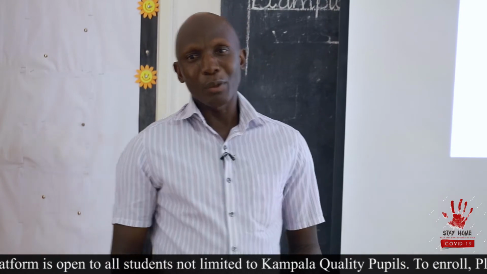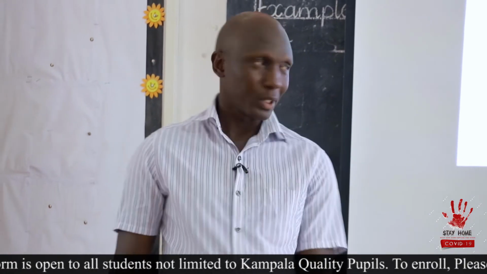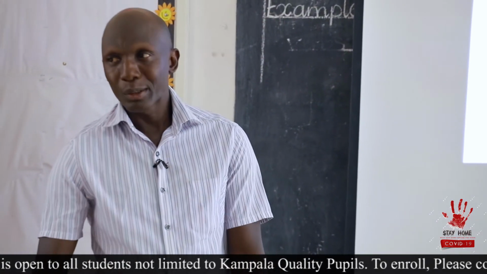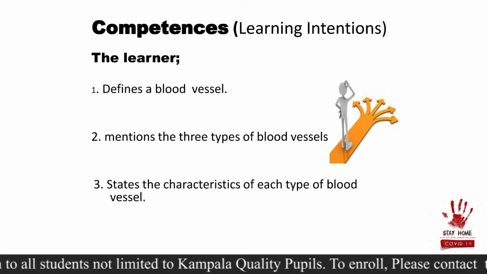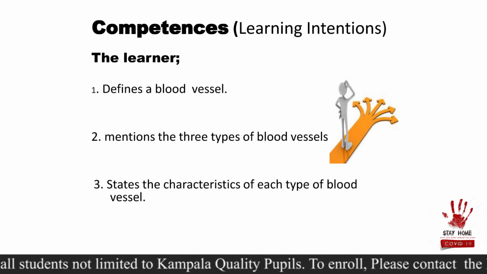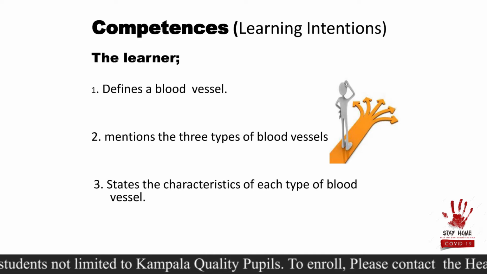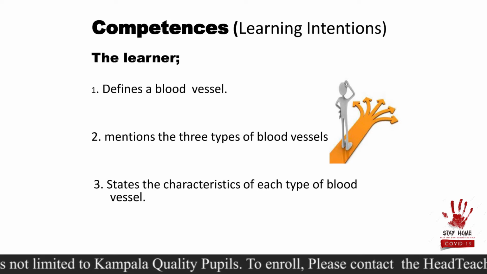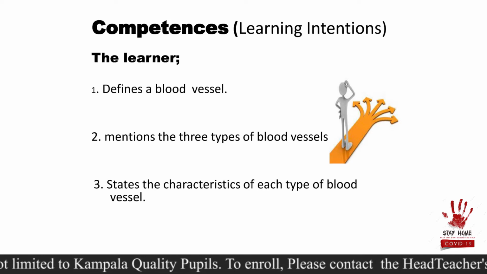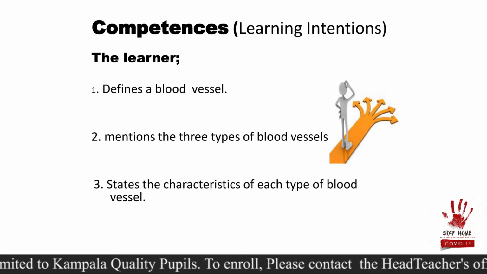So children, today we want to look at the blood vessels. In our lesson today, we shall define a blood vessel. We shall look at the 3 main types of blood vessels. We shall also look at the characteristics of each type of blood vessel. So what do they look like exactly? So get seated and we start off.